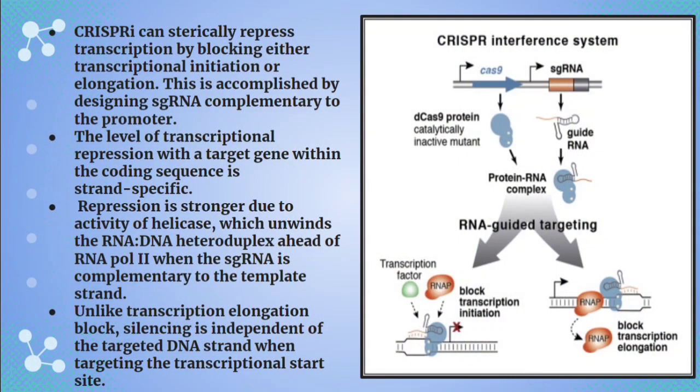So CRISPR interference basically represses transcription by blocking either transcription initiation or transcriptional elongation. This picture explains how CRISPR interference represses the transcriptional initiation and transcriptional elongation. This repression is strand specific and it is stronger due to the activity of helicase, which unwinds the RNA DNA heteroduplex ahead of RNA polymerase II when the single guide RNA is complementary to the template strand.